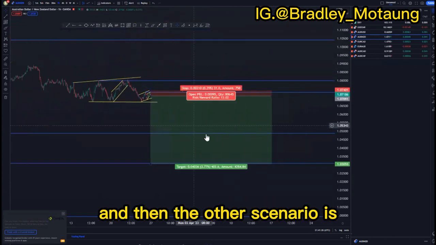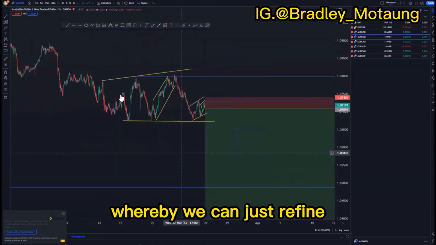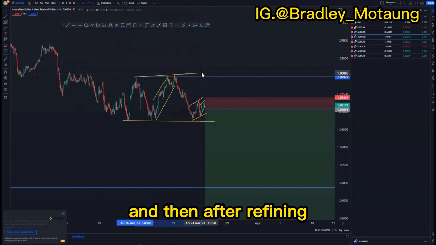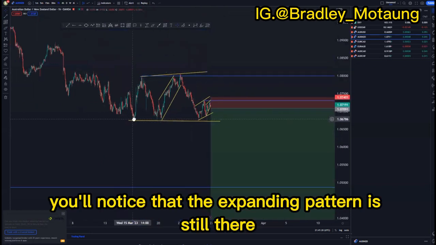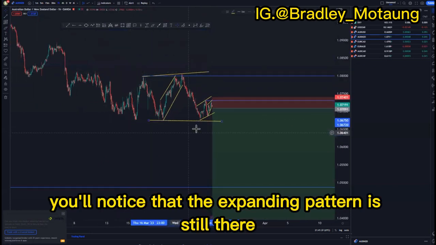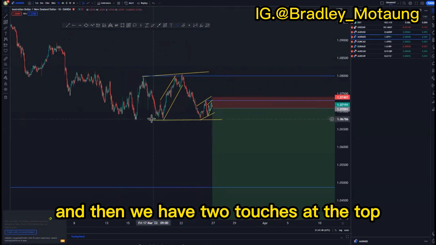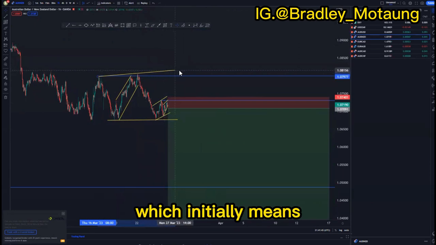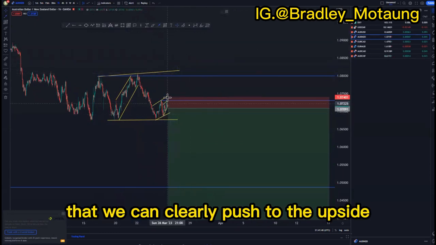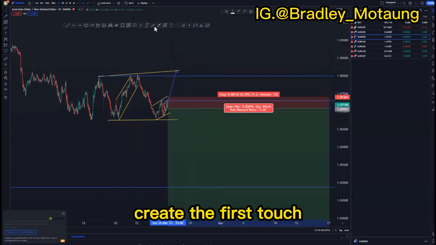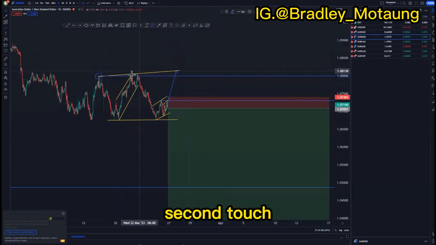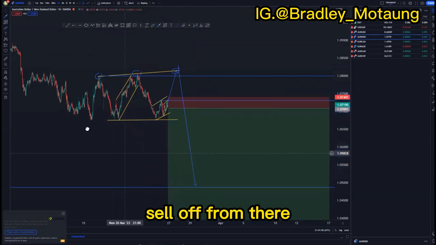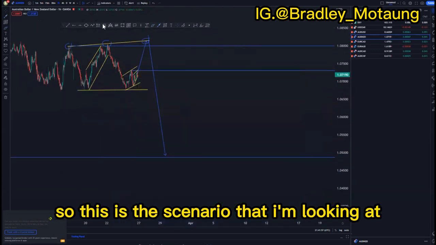And then the other scenario is whereby we can just refine each and everything to this point here. After refining to this point here, you'll notice that the expanding pattern is still there. We have two touches at the top, and after having two touches at the top, we have two touches at the bottom, which initially means that we can clearly push to the upside, reach this area, create the first touch, second touch, then we have the third touch to initially sell off from there. So this is the scenario that I'm looking at.